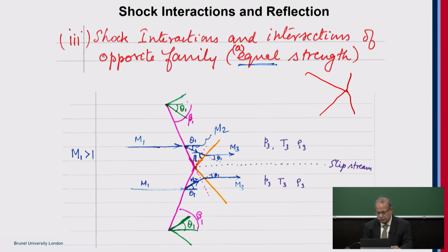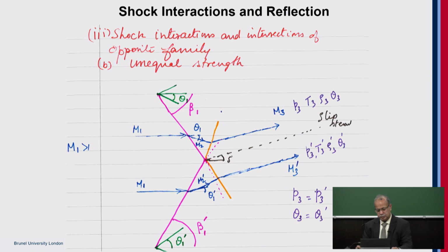Because it is symmetrical, the properties are similar. But it becomes more complex if the strengths of the oblique shocks are different, and that is what you see here. If the strengths of the oblique shocks are not the same, they intersect and then pass through, but still they bend. Then the slip line is at an inclination, and only the pressure and the flow angles are similar. The rest of the properties are different.